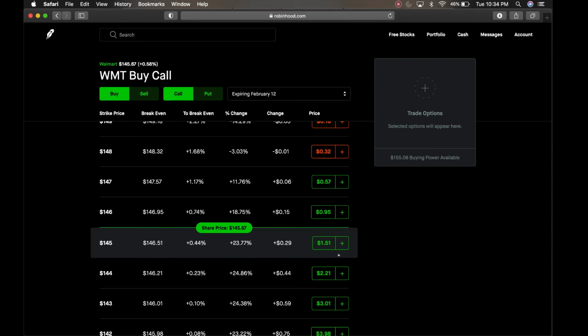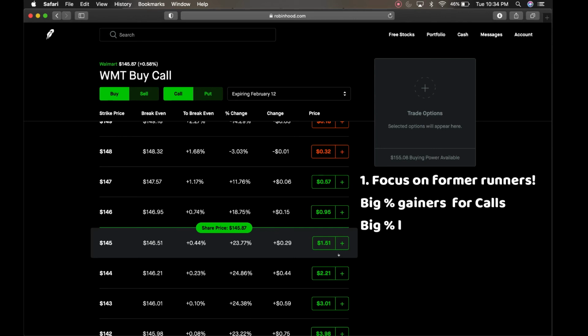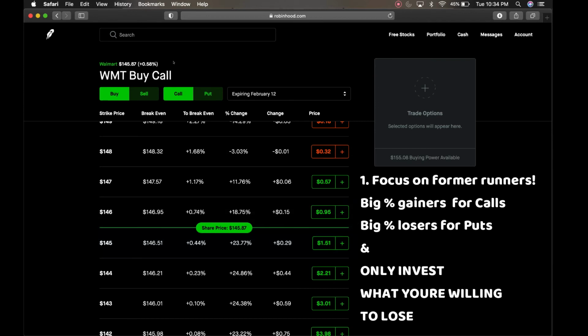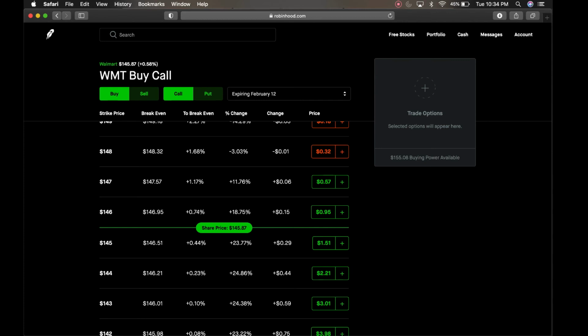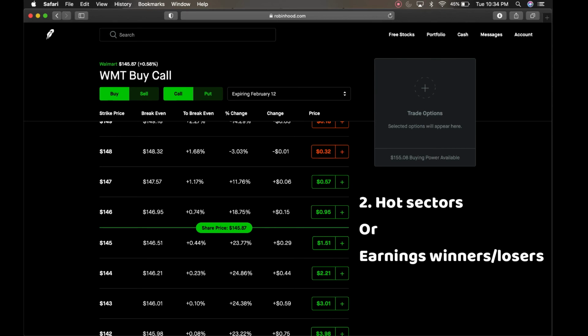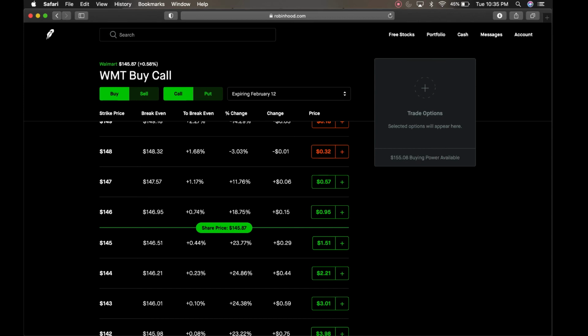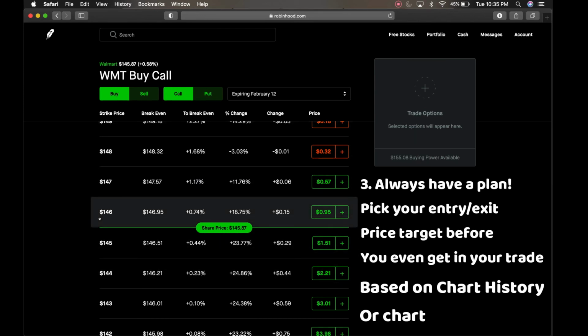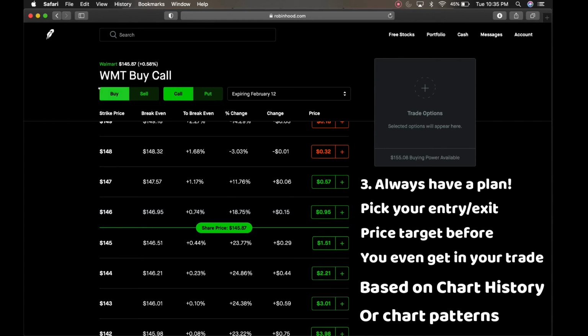What you guys want to do is focus on former runners, so big percentage gainers. All right, so Walmart, for instance, isn't up too much. It's up 0.58%. Some good tips is to look at hot sectors or earnings winners. You want to identify a realistic price target. You want to choose your strike price based on the chart history of the stock, okay?